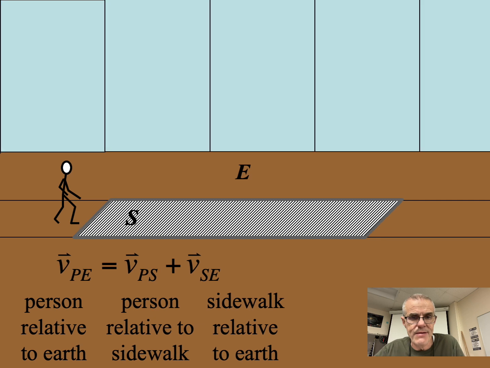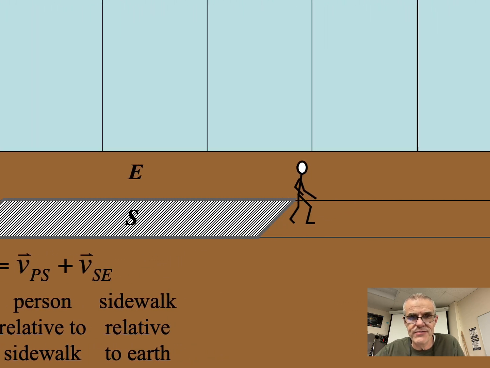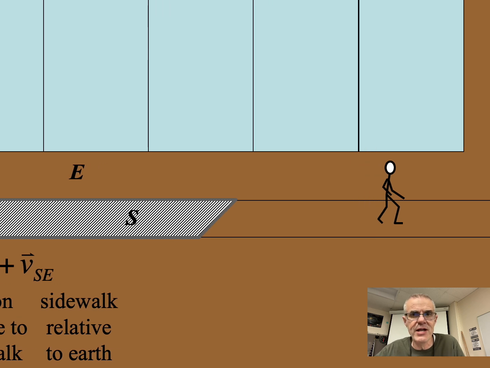So that's an interesting perspective. Here it is one more time. Sidewalk sitting there, everything else in motion. Choice of reference frame is an interesting concept. What does it look like?